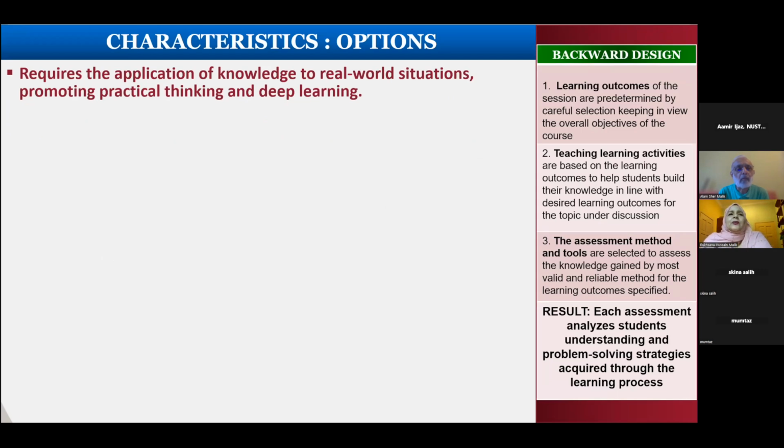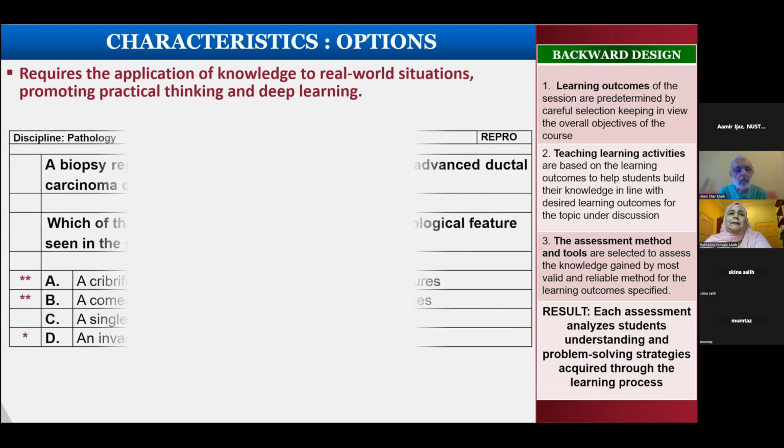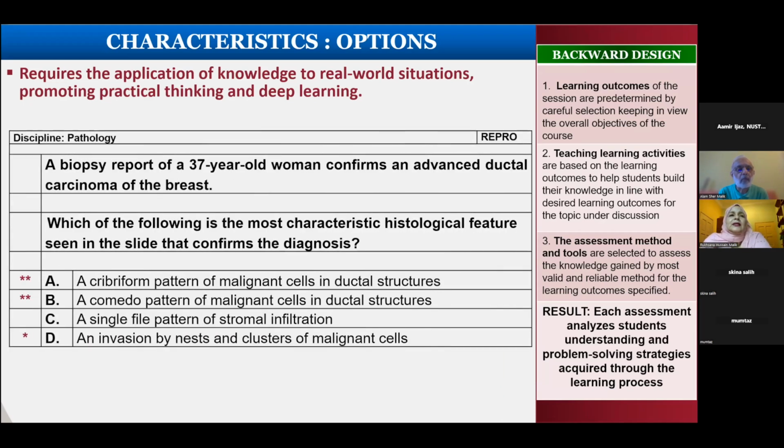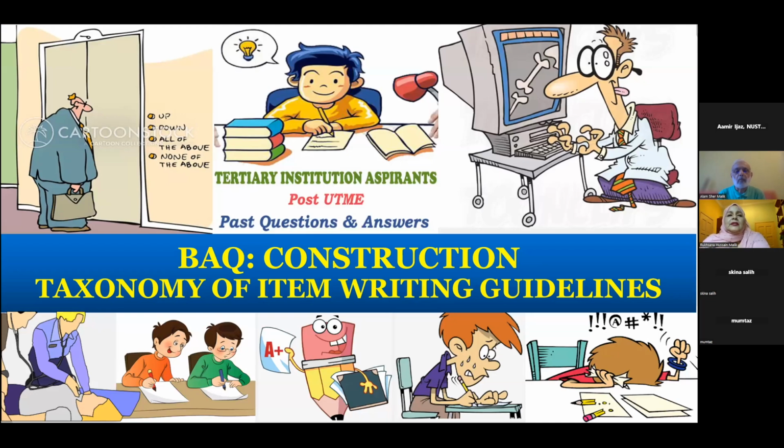Okay, the options require the application of knowledge to a real-world situation, promoting practical thinking and deep learning. Again, a biopsy report of a 37-year-old woman confirms advanced infiltrating carcinoma of the breast, and the question asked which is the most characteristic histological feature. These features are all present, but which is the most characteristic is D, where I put one asterisk, showing that these are the best answer questions. Okay. The construction: how to construct the best answer questions.